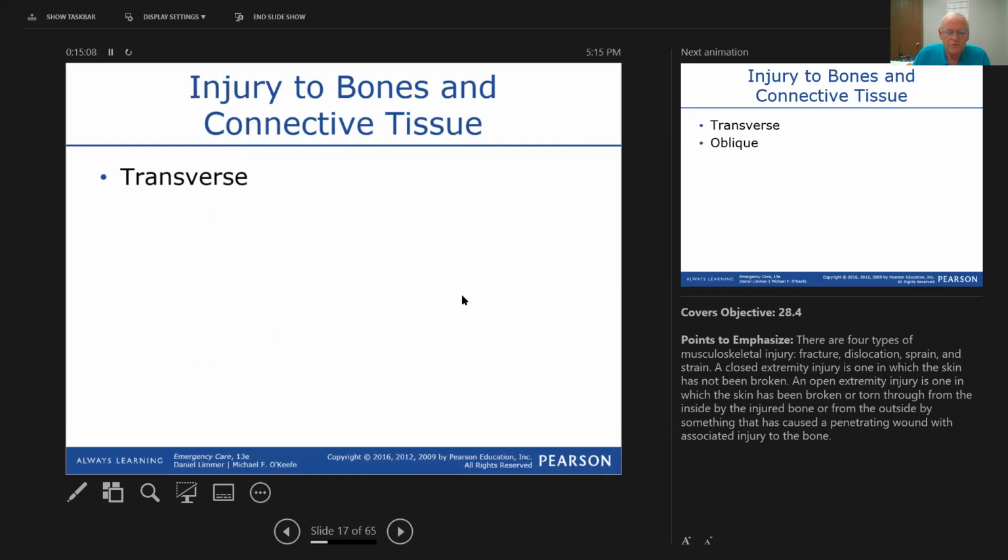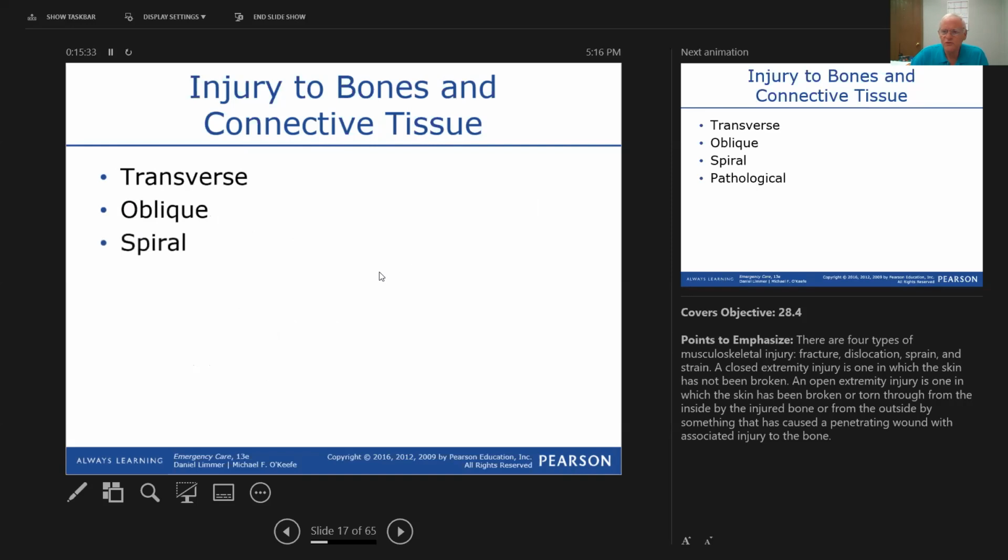These are things you're not going to necessarily see, but you may hear these terms around the hospital or as you're transporting patients. A transverse fracture is a fracture that goes straight across, horizontally across that bone. Another type is an oblique fracture, where it goes at an angle. And I think I have a picture of that for you at the end too.